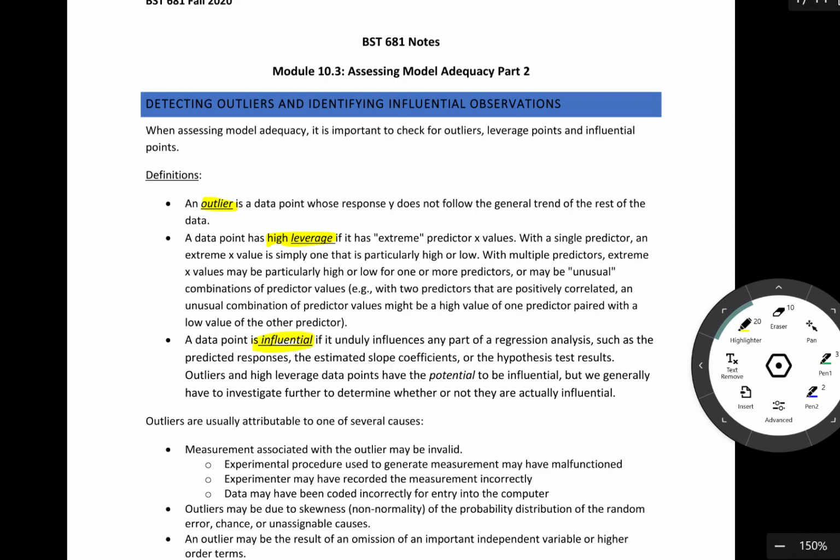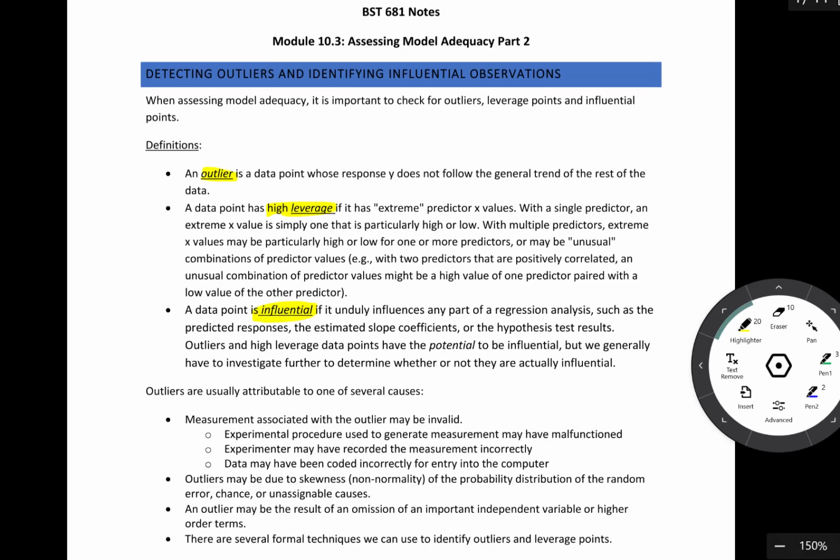And then a data point is influential if it unduly influences any part of the regression analysis, such as predicted responses, estimated slope coefficients, or the hypothesis test results. Outliers or high leverage data points have the potential to be influential, but we generally have to investigate further to determine whether or not they are actually influential. This is one of the reasons it's so important to determine if you have outliers or high leverage points, because it may be that these data points really aren't having any effect on your analysis and we don't have to be concerned. On the other hand, if they're influential, then that could be of concern.